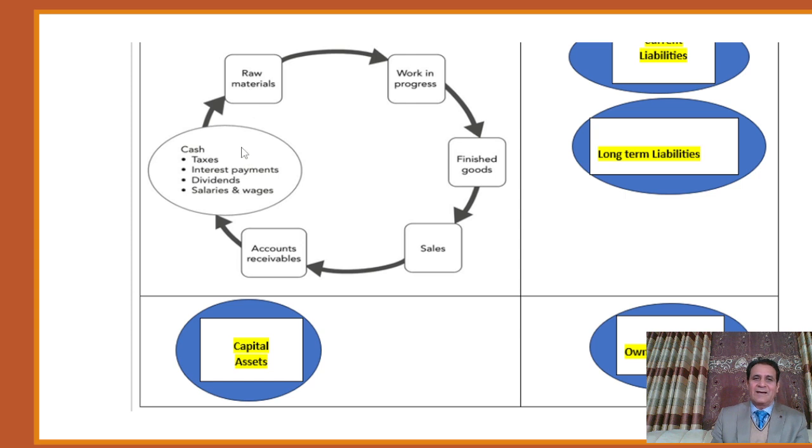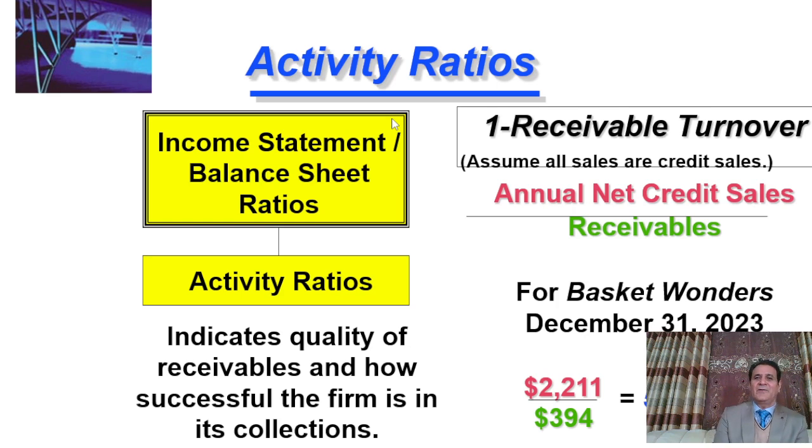Certainly, that is the activity of the business. The business purchases raw material and converts it into work in process, finished goods, sales, accounts receivable, and then cash. This is the activity. So these ratios belong to the current assets, where the activity of the business is performed.